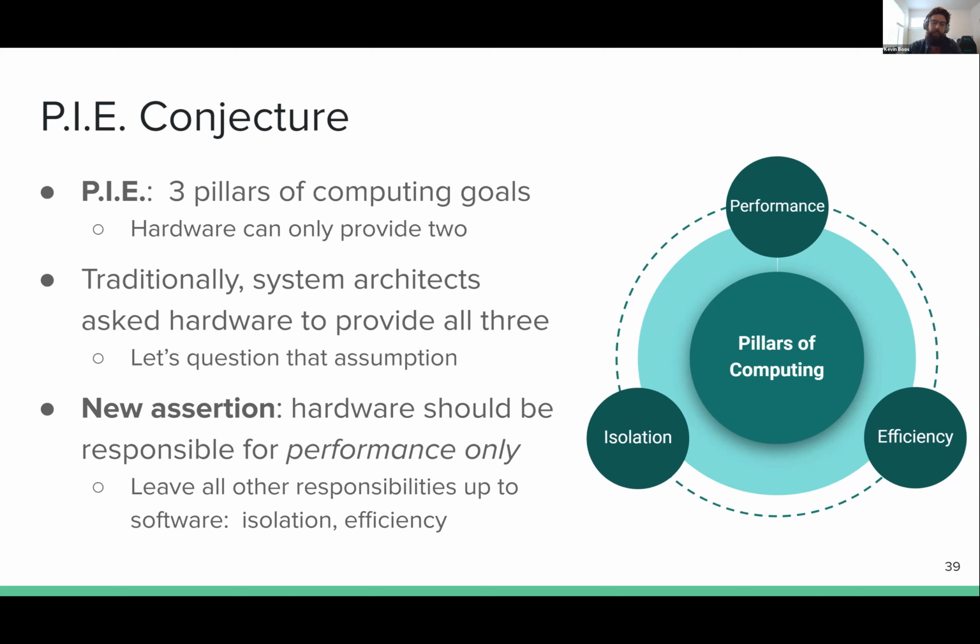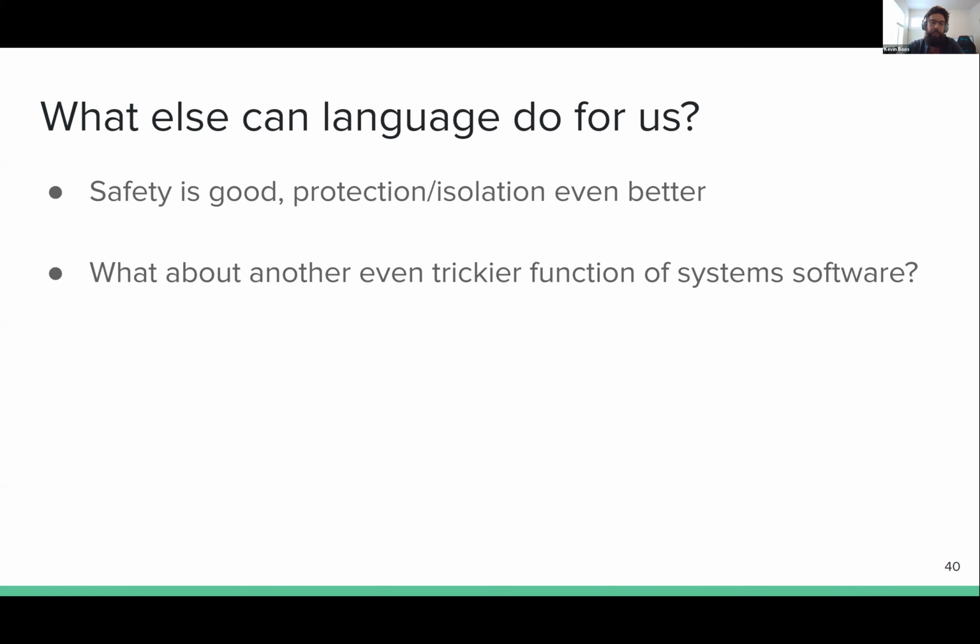We think that hardware should only be responsible for providing performance, right? That is acceleration, speeding things up, and all other responsibilities should be left up to software, namely isolation and efficiency. Basically that translates to, let's explore safe language OSs. As you already saw, we can provide isolation in a more efficient manner. So beyond taking over responsibilities of isolation, protection, and efficiency from hardware, what else can safe languages do for us, right? Safety is nice. What else can we do?